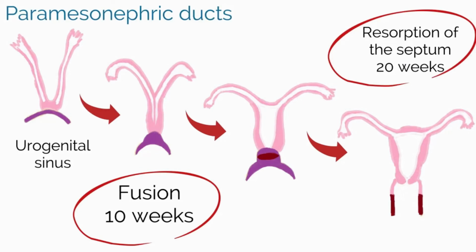And here once again we can see that the paramesonephric ducts come together to form the urogenital sinus, and then they fuse at 10 weeks. Now the resorption of the septum should be occurring at 20 weeks, and this is how the uterus should be looking in a patient who's undergoing normal physiology. However, with a septate uterus, the septum does not resorb at the 20-week mark, leading to a septate uterus.